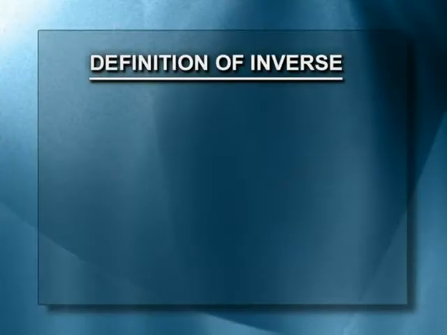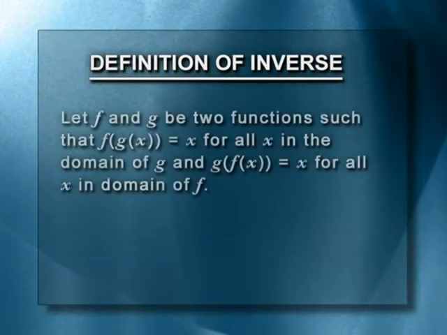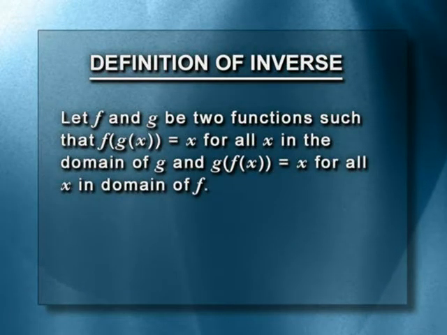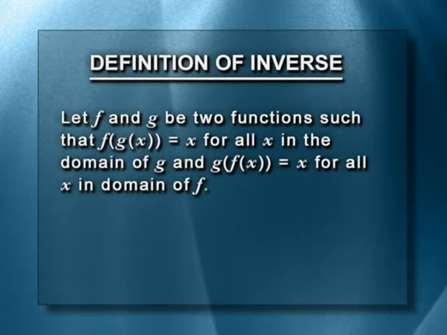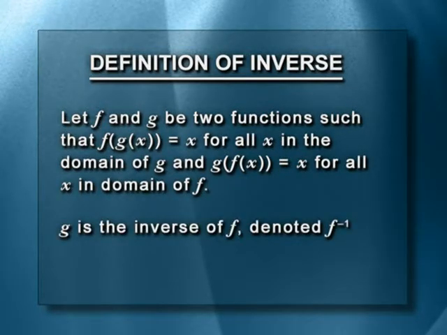Okay, let's do the formal definition of inverse. Let f and g be two functions such that f composed with g of x equals x for all x in the domain of g, and in a similar fashion, g composed with f of x equals x, where here again all x in the domain of f. Then g is called the inverse of f, and we denote it by f to the minus 1 power.